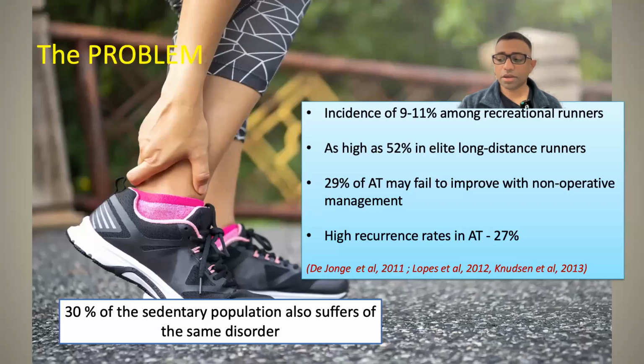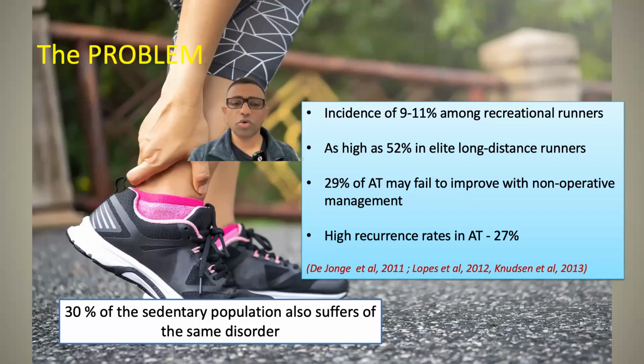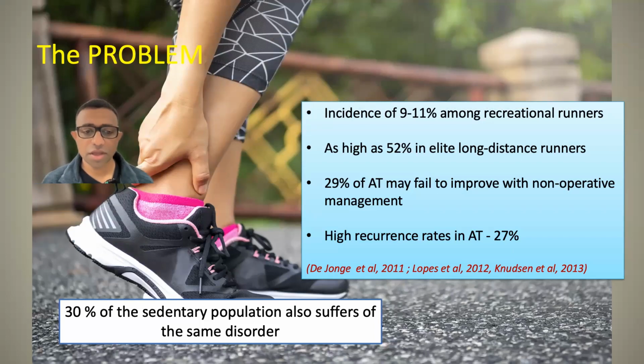Now, how common is the problem? If you look at the literature here, you can see it's definitely an ongoing issue. About 9 to 11% of recreational runners tend to have these issues, and especially if you're dealing with high level, like elite runners, it can go as high as 52%. Interestingly, around 30% may not improve with conservative management. There are many reasons for that, which we'll explore at a later stage. And also the recurrence is very high.